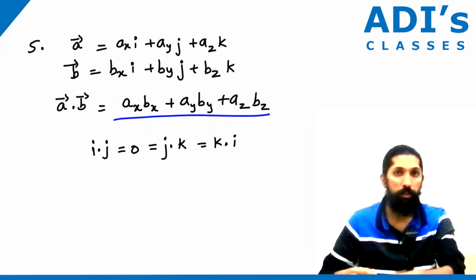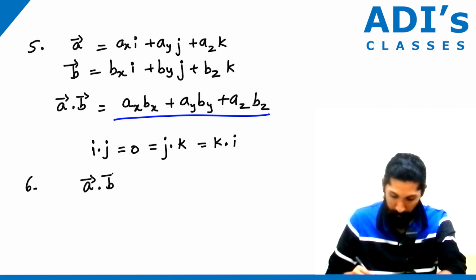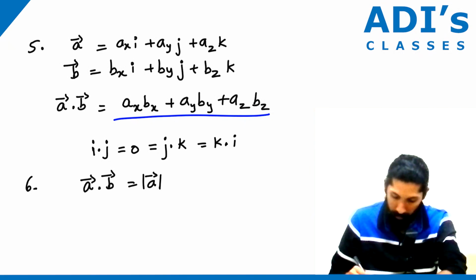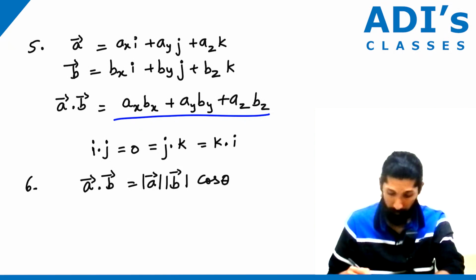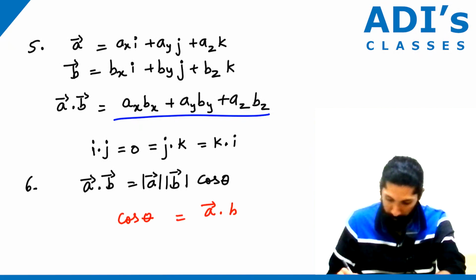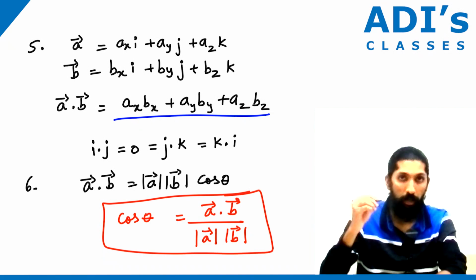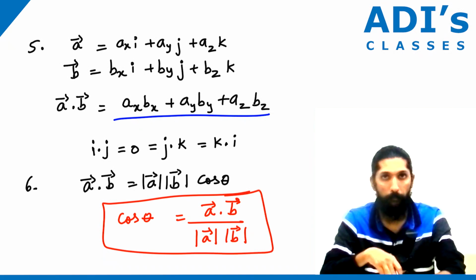That is the next observation or characteristic. Suppose you have vector A dot vector B. This is what? Mod of A into mod of B into cos theta. Correct? So cos theta is equal to vector A dot vector B over mod of A into mod of B. This is the angle. This is how you find the angle between the two vectors.